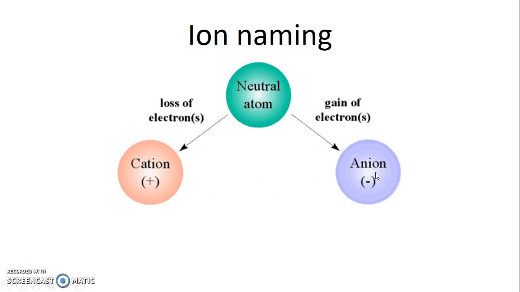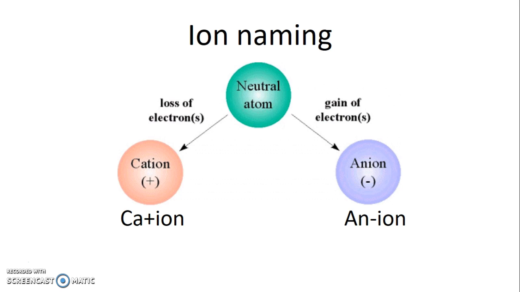Sometimes I hear this confusion. We think gain an electron, gaining is a positive, therefore it must become a cation. This is a really common mistake that I see. So just remember, electrons are negative particles. If you gain a negative particle, it's going to be negative. If you lose a negative particle, you're going to be positive.